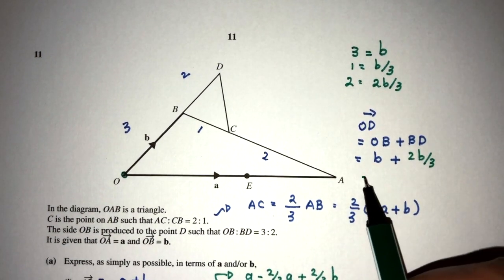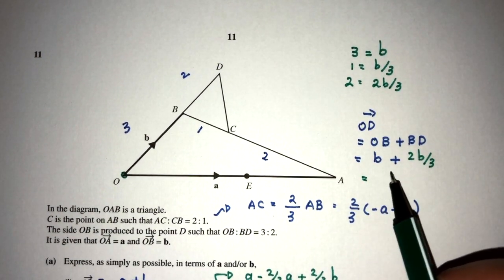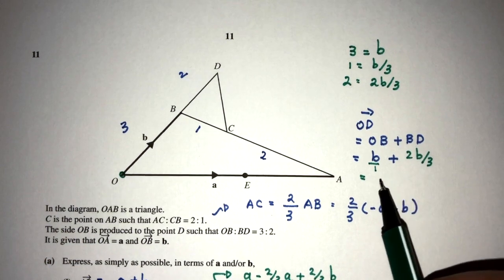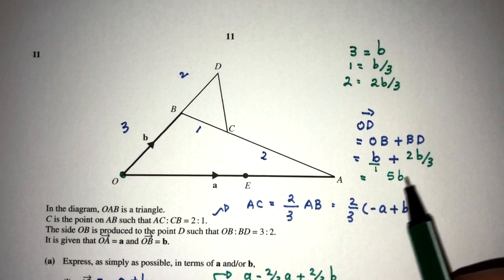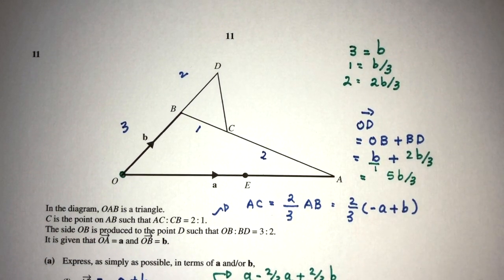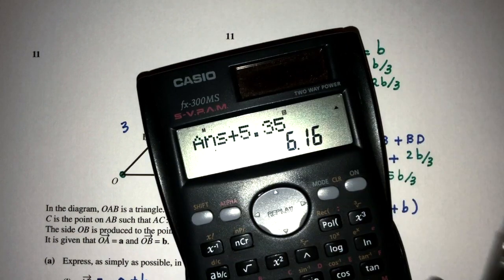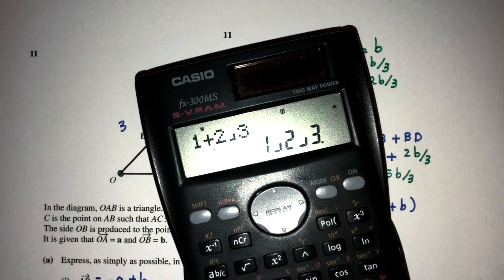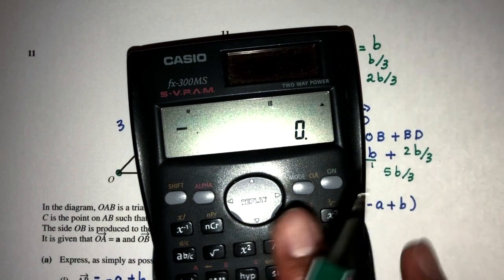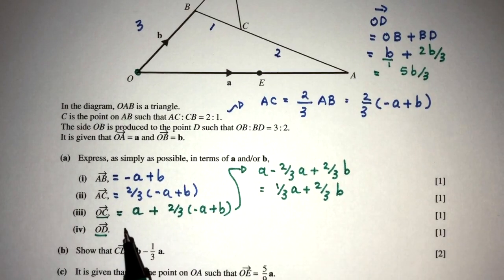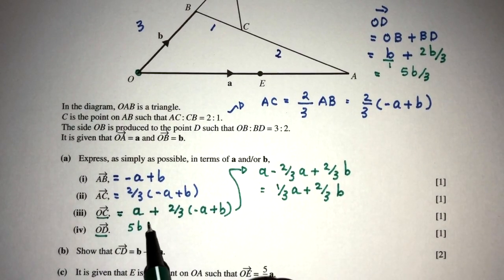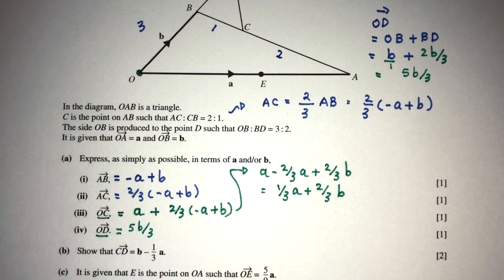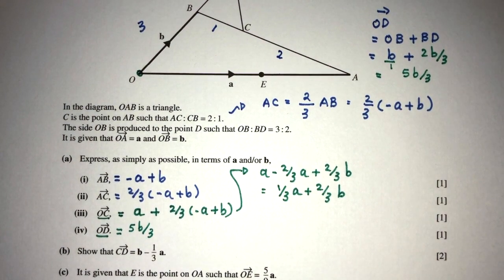So simplify. That will be 1, so make it the same base. That should be 5b over 3. Or you can just use a calculator: 1 plus 2 over 3, that will be this value. Expand, you'll get this. So finally, OD will be 5b over 3. That will be your answer for part A.